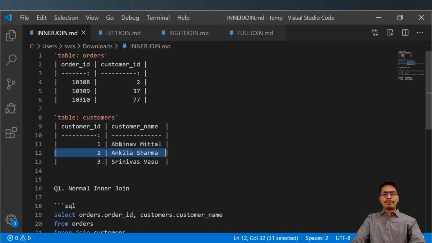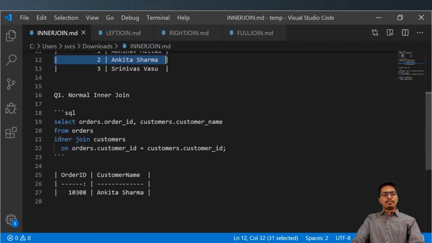The first type of join, the most common type of join, is called an inner join. Now the syntax for that looks something like this. You would select a few columns from the first table and a few columns from the second table. What you select depends on what you want out of the query.